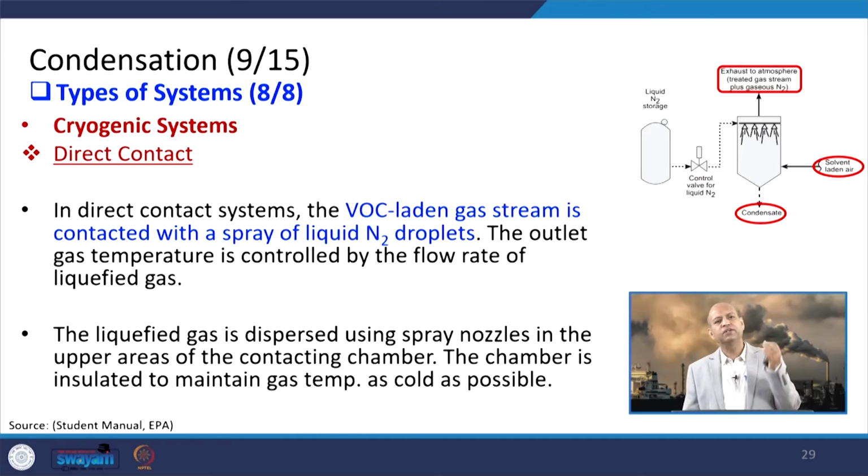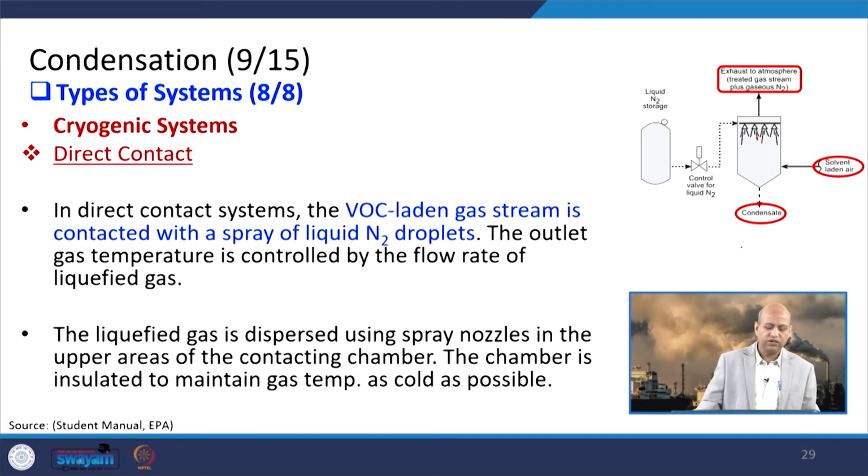When we talk about direct contact cryogenic systems, this is similar to a scrubber. Here it comes into direct contact, the solvent goes in, and this liquefied gas is there. In this system, the exhaust gas goes out afterwards, but the liquefied vapors which we want to extract go out as condensate.